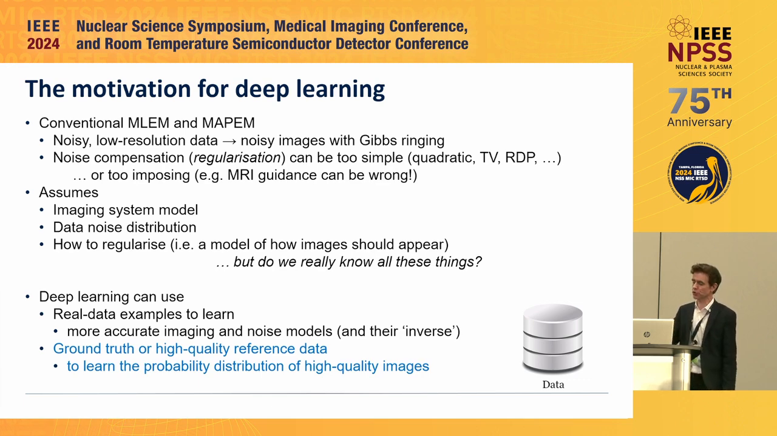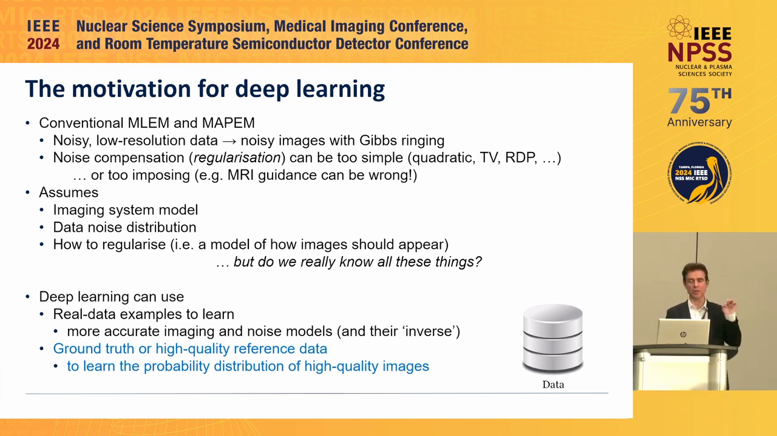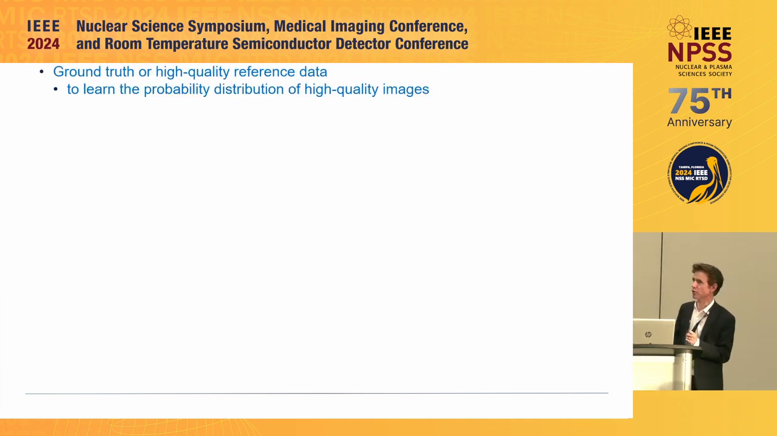We can use real data, paired examples in supervised learning, to come up with more accurate models between the data and the images, and also even better model the noise, although I think we're all pretty happy with the possible noise model. But crucially, the one that deep learning can really help us with, and that's where we've done most of our work, is on defining the so-called probability distribution of high-quality images, that P of X that we saw earlier. Okay, so deep learning can really help there.